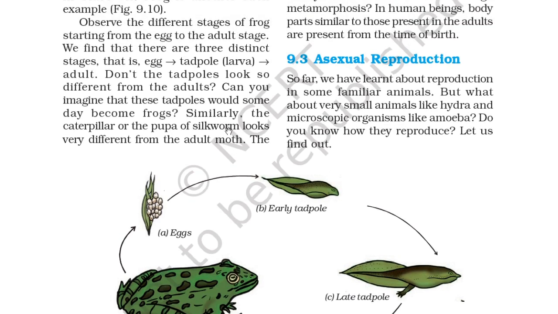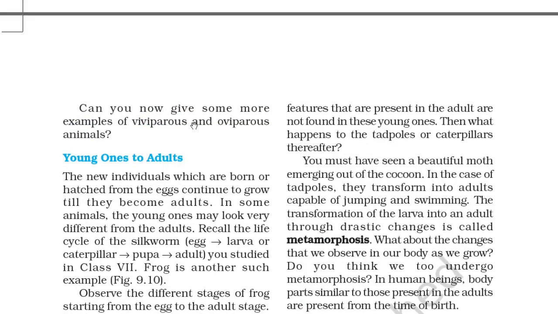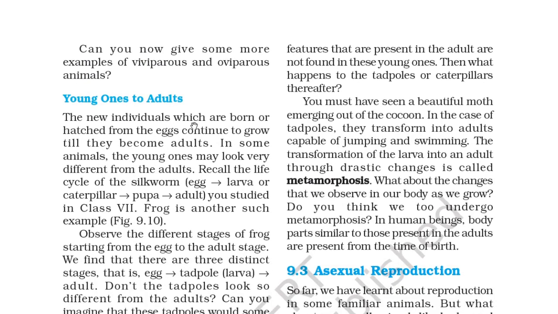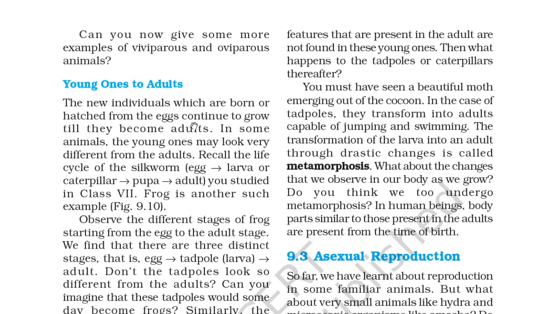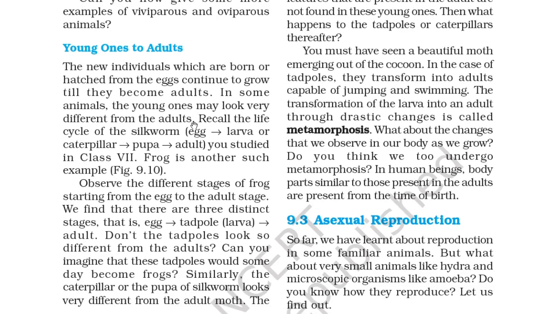Similarly, the caterpillar or the pupa of the silkworm looks very different from the adult moth. The features that are present in the adult are not found in these young ones. Then what happens to the tadpoles or caterpillars thereafter? You must have seen a very beautiful moth emerging out of the cocoon. In the case of tadpoles, they transform into adults capable of jumping and swimming.